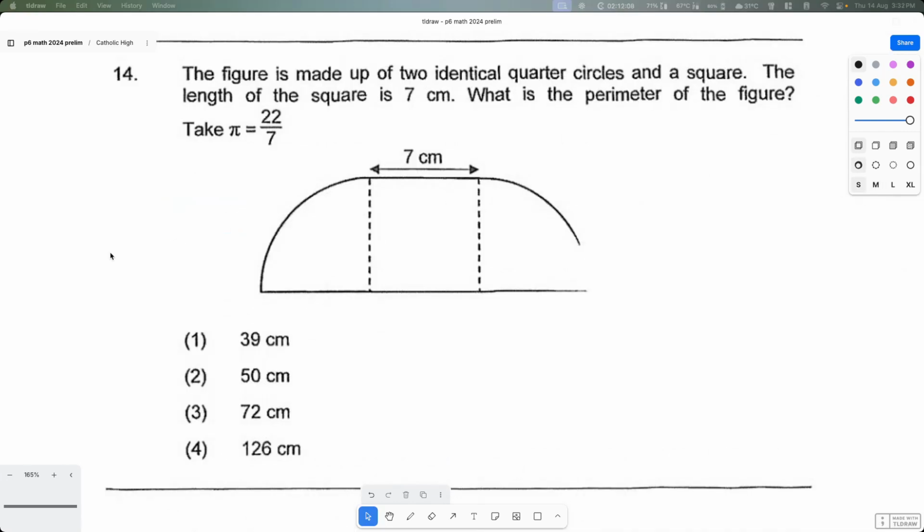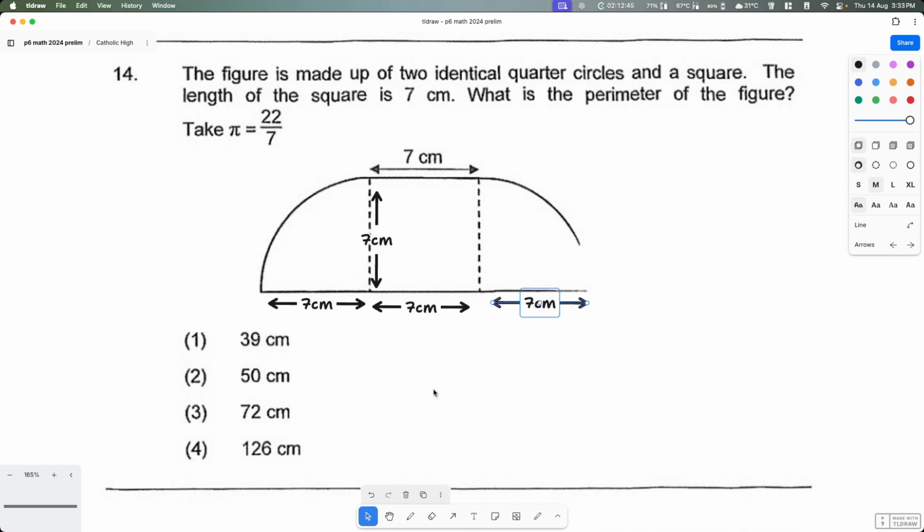Okay, so question 14. It says here the figure is made of two identical quarter circles and a square. The length of the square is 7 centimeters. What's the perimeter of the figure? So that means this one is also 7 centimeters, and this is also 7 centimeters. From here, I think we can gather what we need to do.